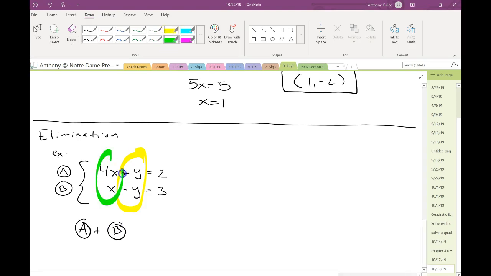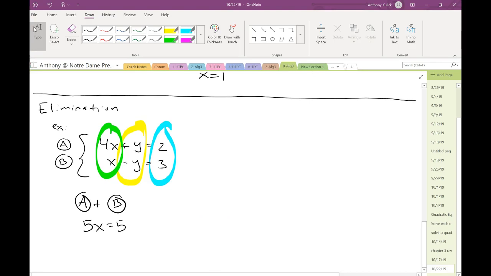So if I add these 2 equations together, 4x plus x is 5x. Y plus negative y is 0. And then 2 plus 3 is 5. I'm left with now 1 equation and 1 variable. If I divide both sides by 5, I get x equals 1.